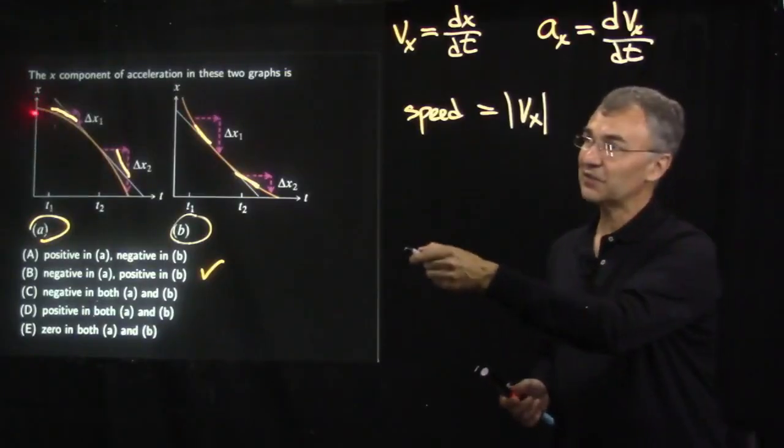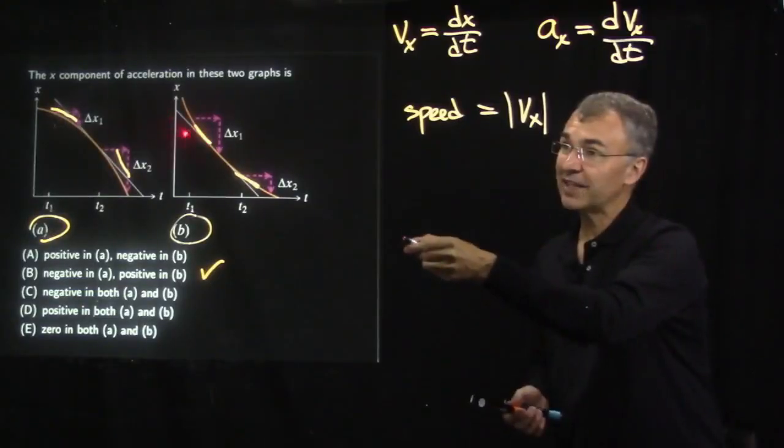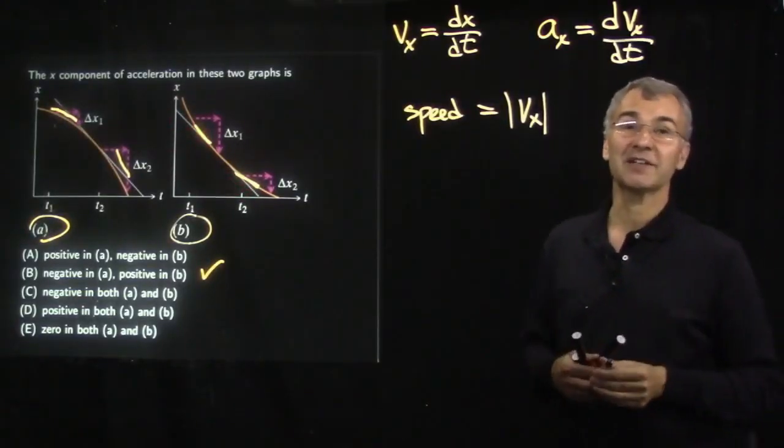This is tricky because you see v sub x here is negative, and here v sub x is more negative. So you have to subtract from it to make it more negative. Here v sub x is negative, and here v sub x is less negative. You have to add to it to make it less negative.